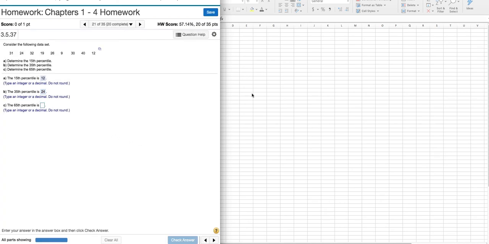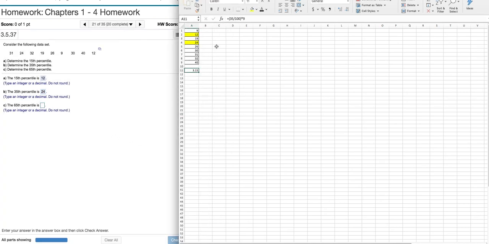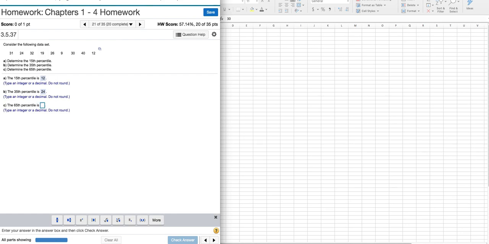And then the last one, we're looking for the 65th percentile, so we can just change that 35 to 65. And we get 5.85 rounded up to the next integer, which is 6. And the 6th observation is 30. So that is our answer for the 65th percentile.